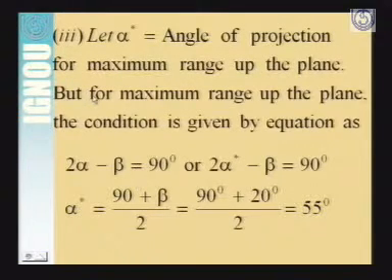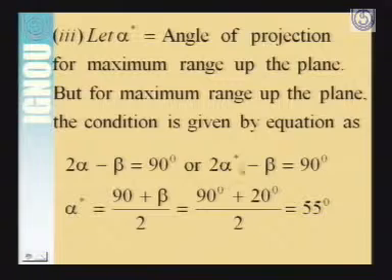Now as regards the maximum range is concerned, there is a condition that if this condition is satisfied, that is twice alpha minus beta is 90 degree. But for the inclined plane the beta is constant, so only the alpha can change, so that we will get the maximum range. So for the maximum range the alpha is denoted as alpha star, that is the angle of projection with the horizontal for having the maximum range.